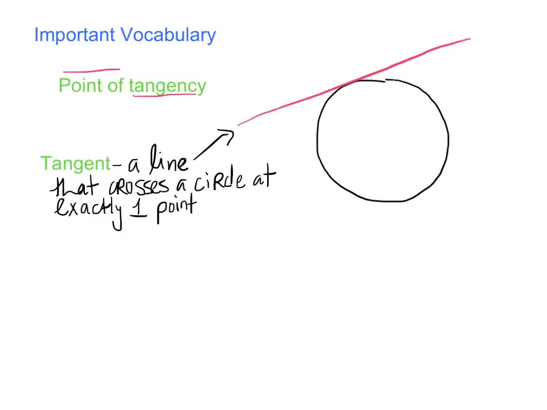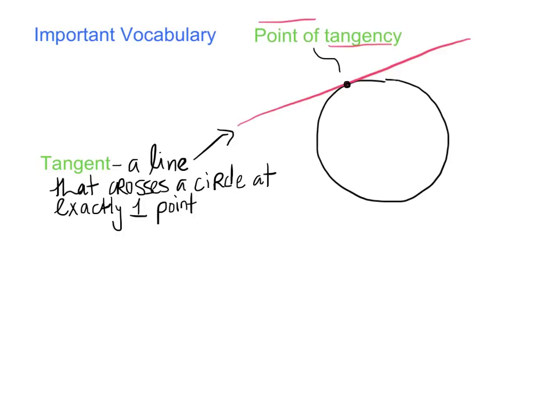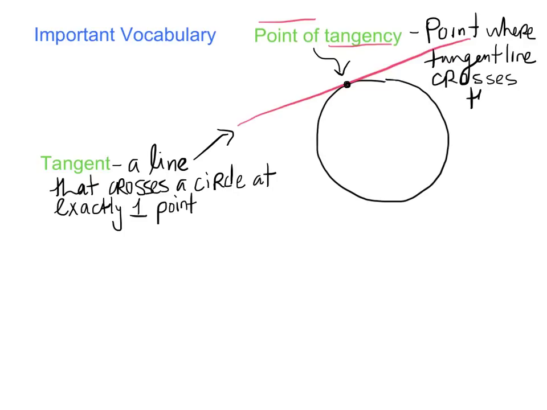Okay, the next thing that we're going to talk about is the point of tangency, and that kind of makes sense. The point of tangency is exactly the point, the one point, where the line, the tangent line, crosses the circle. So I'm going to call this the point where the tangent line crosses the circle. Okay, now we're going to actually learn about what a tangent and point of tangency do with a circle in the next theorem.